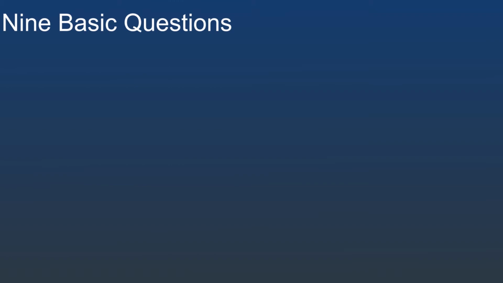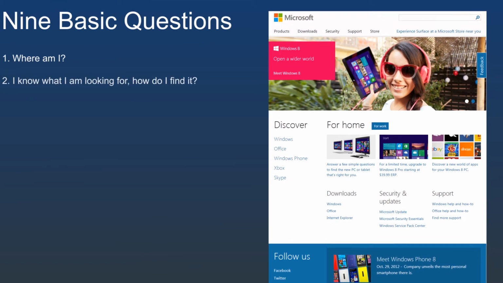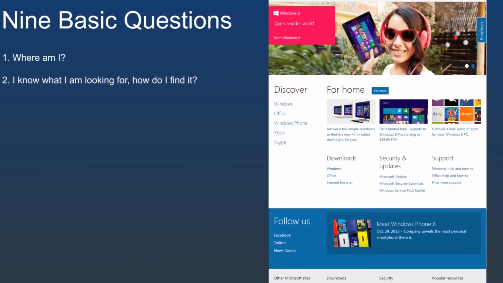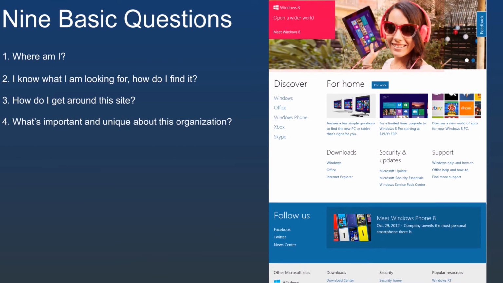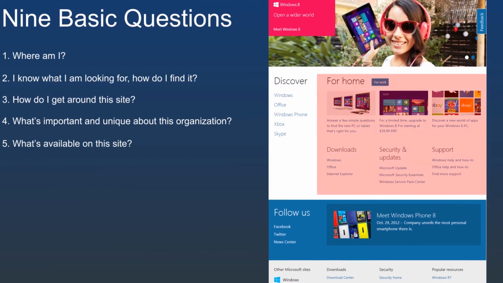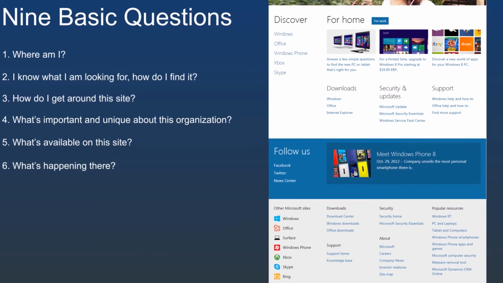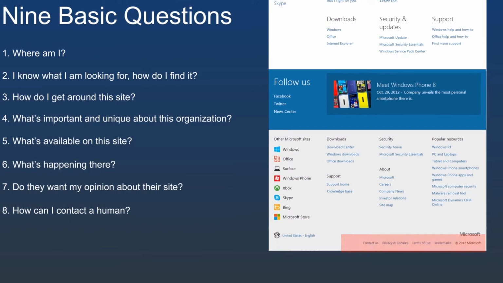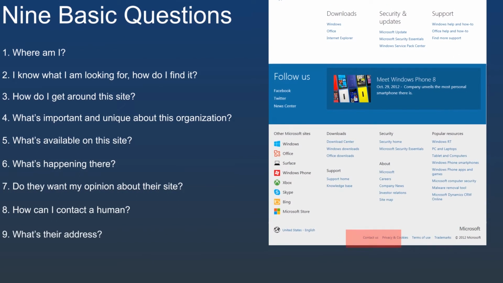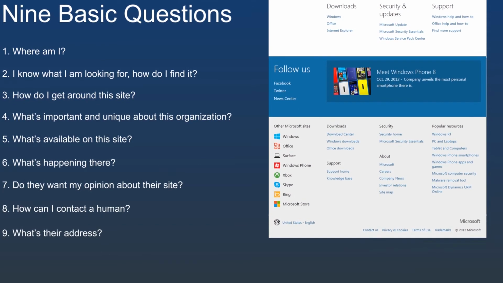Now, there are 9 basic questions that must be answered by this architecture, and they are: where am I? I know what I'm looking for, how do I find it? How do I get around this site? What's important and unique about this organization? What's available on this site? What's happening there? Do they want my opinion about their site? How can I contact a human? And what's their address? We won't go into detail about these, but it's important that we know how to decipher them.